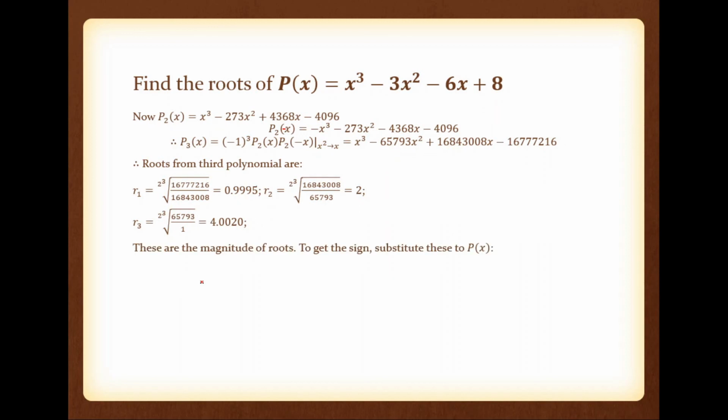So from this one, if you are substituting these values, that is 0.9995, 2, 4 respectively into this equation, you have P of 0.9995 is equal to 0.0045. So this one is very small. Actually it is not negligible. I told you we have to continue this one, 2 more iterations we require. But at this point this is small. So definitely this is very near to a root. So that value is 1.